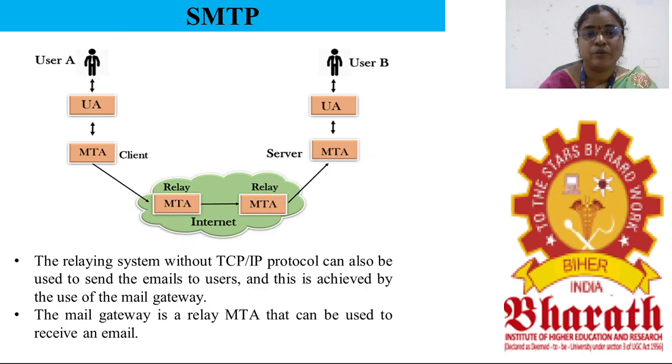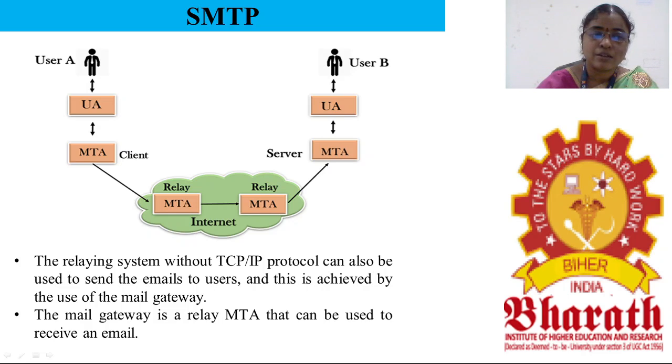And this is a small pictorial representation of how SMTP provides the connection between user A and user B. User A uses the user agent to transfer the message, and it uses the message transfer agent on the client side. Then the message will be moved to the internet, and with the help of SMTP relays we transfer the message to the server message transfer agent, and with the help of the user agent, user B will receive and read the message.